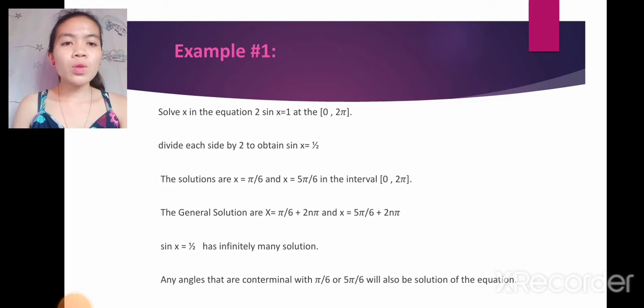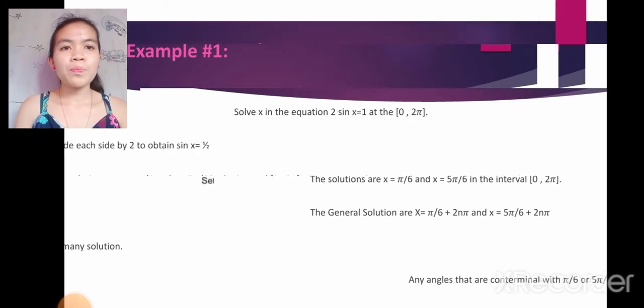The general solutions are x = pi/6 + 2n pi and x = 5 pi/6 + 2n pi. Since sin x = 1/2 has infinitely many solutions, any angles that are coterminal with pi/6 or 5 pi/6 will also be solutions of the equation.